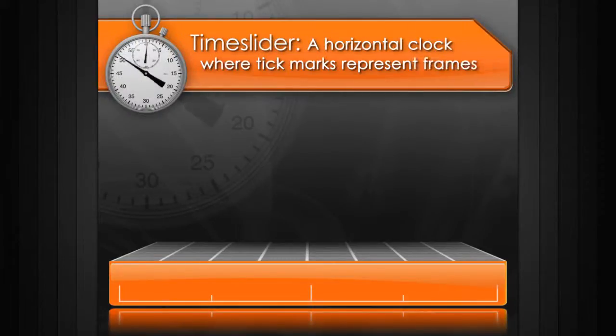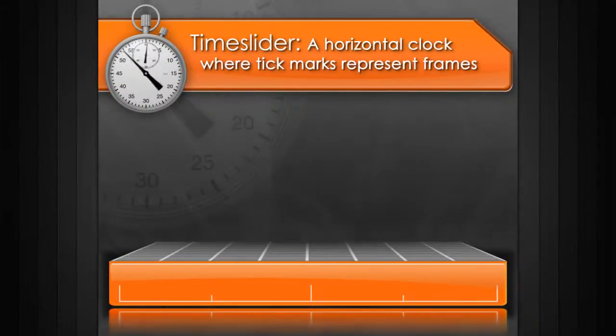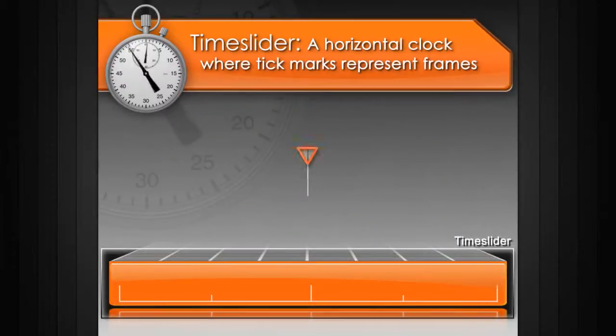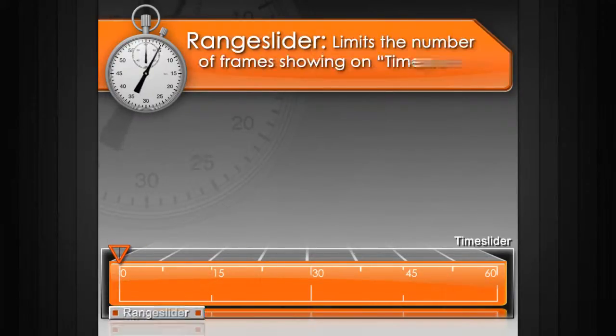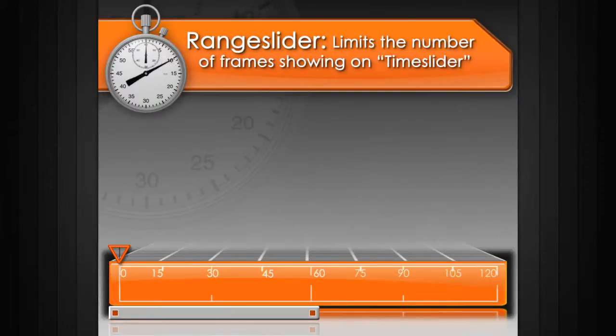Now that we know the frame rate, we can begin moving through time using a panel called the time slider. On the time slider is a marker that you can use to set the current time or frame. The frames are represented by tick marks and numbers on the time slider. Underneath the time slider is something called the range slider. Using this, we can limit the number of frames visible in our time slider, thus focusing on only a small portion of the animation.